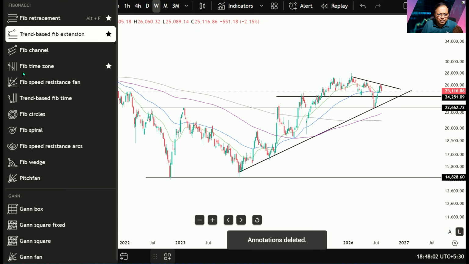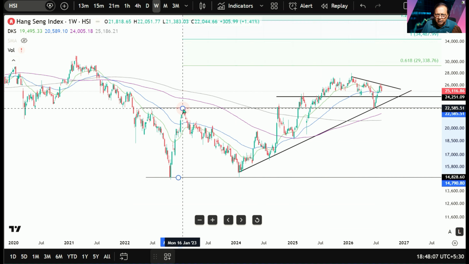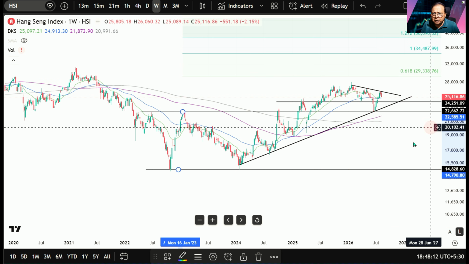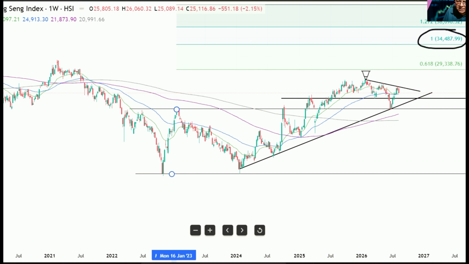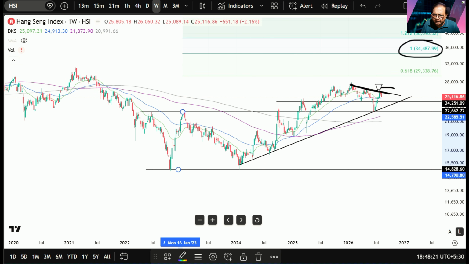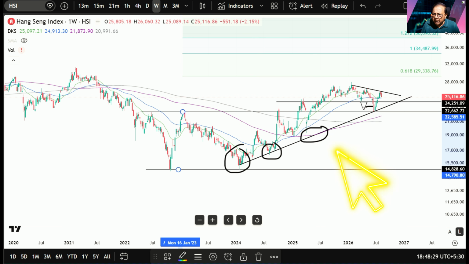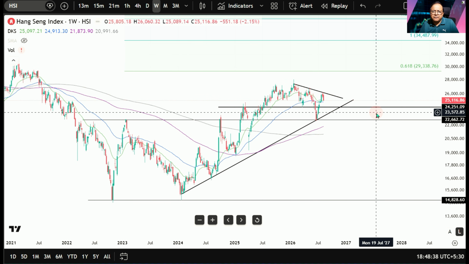If I use the double bottom and project the target based on extension level, so next 61.8% level comes at around 29,338, and 100% expansion comes at 34,487. So once this gives a breakout of this counter trend line, then upside momentum may develop in this index. This trend line, which is acting as a dynamic support, will act as a dynamic support. So we can say something around 23,500 is a strong support in this index.